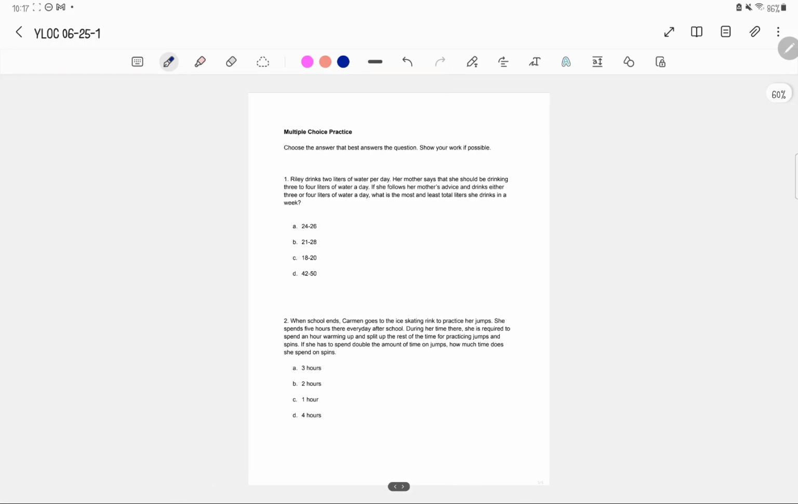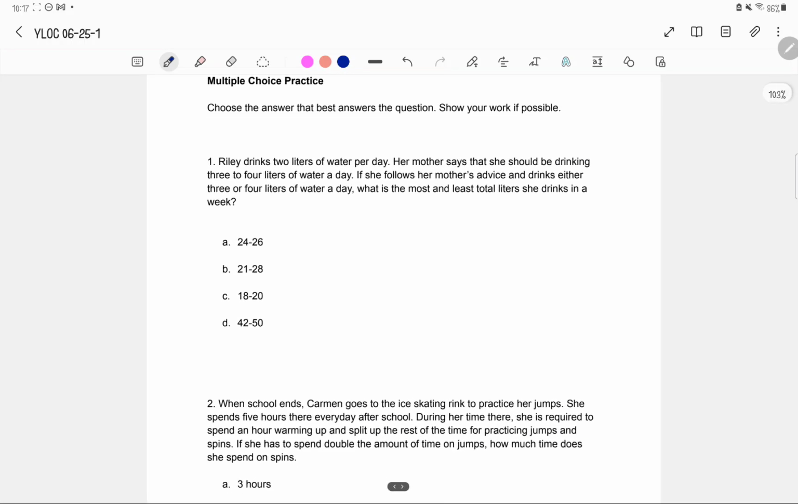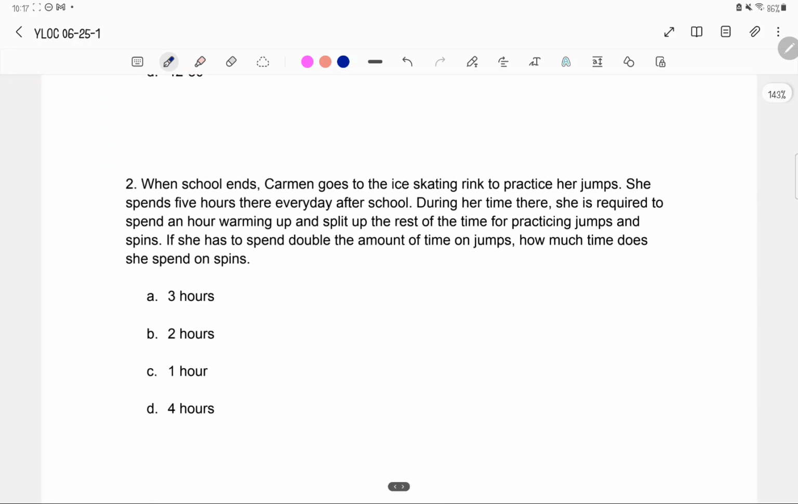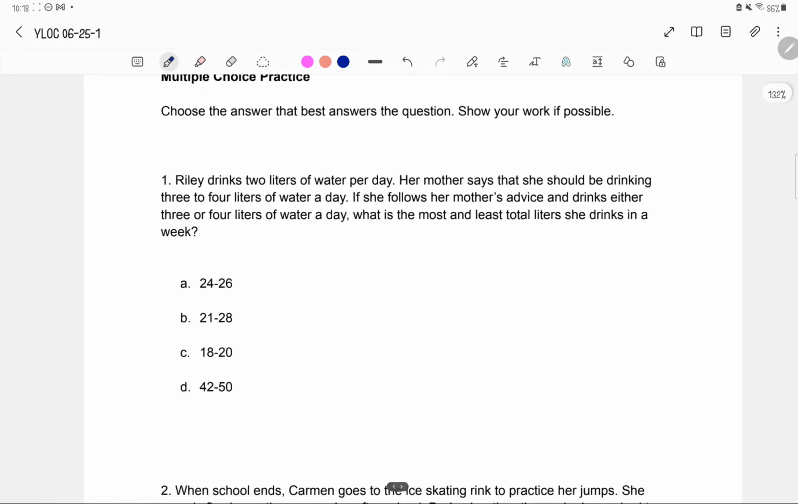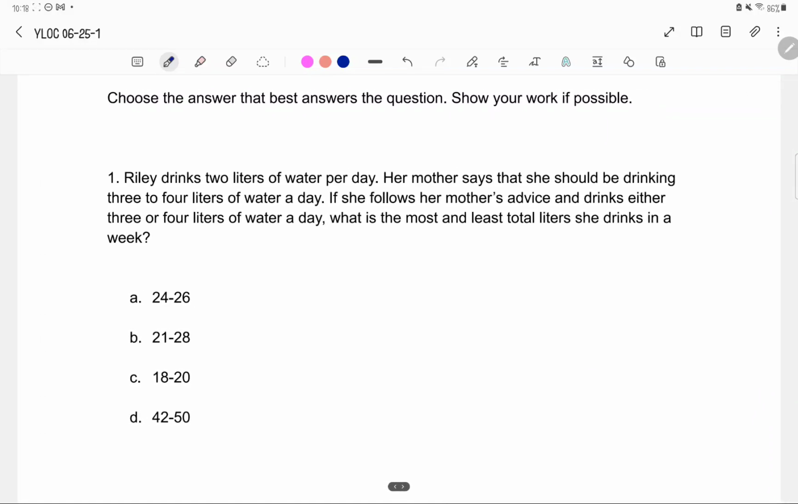Okay, so the next one is word problems, and let's do number 1 and number 3. Riley drinks 2 liters of water per day. Her mother says that she should be drinking 3 to 4 liters of water a day. If she follows her mother's advice and drinks either 3 or 4 liters of water a day, what is the most and least total liters she drinks in a week? So how many days are in a week? There are 7 days. And she's drinking either 3 or 4, but we have to find the most and least.